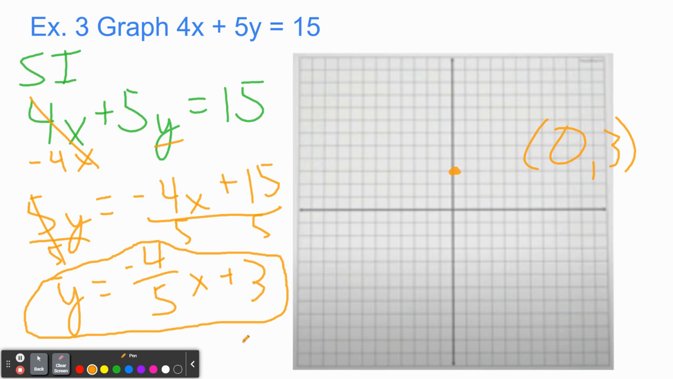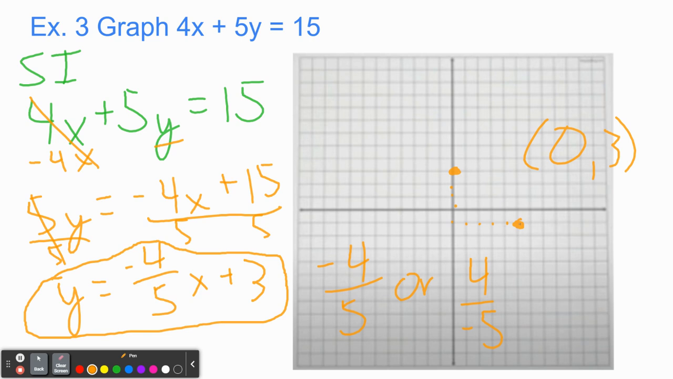I have negative 4/5 as my slope. It could also be 4 over negative 5. Let's do this first one first, negative 4/5. My rise is going to be down 4. 1, 2, 3, 4. And to the right, 5, because it's positive. 1, 2, 3, 4, 5 is my big point there.